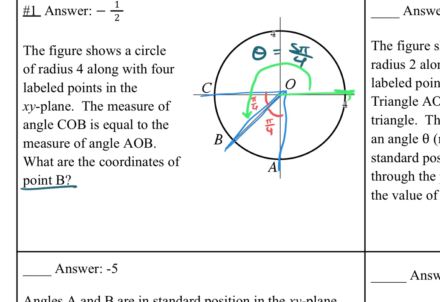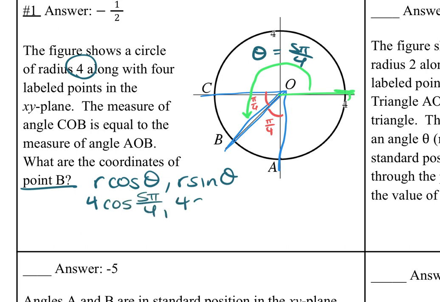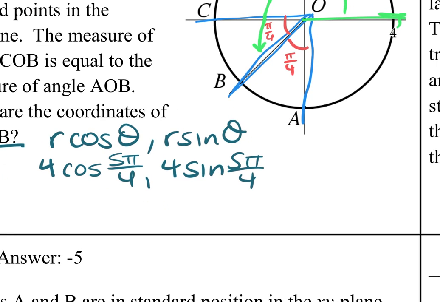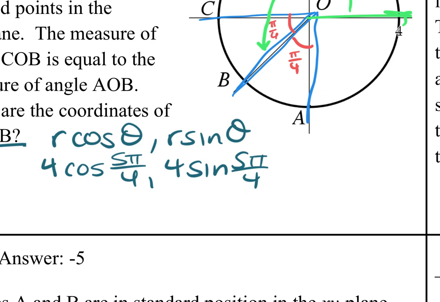How do I find the coordinates if I have an angle and a radius? Good. R cosine theta, R sine theta. So the radius is 4. 4 times the cosine of 5 pi over 4, and 4 times the sine of 5 pi over 4. What's the coordinate point at 5 pi over 4? What are the signs there? Negative, good. Negative root 2 over 2. Negative root 2 over 2.